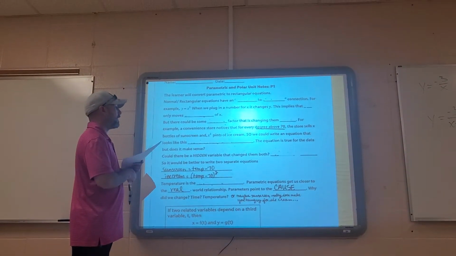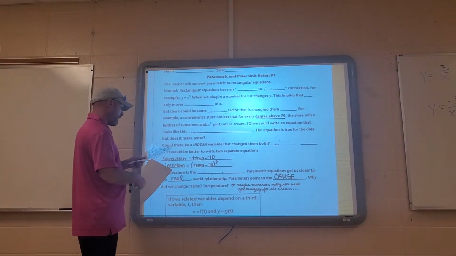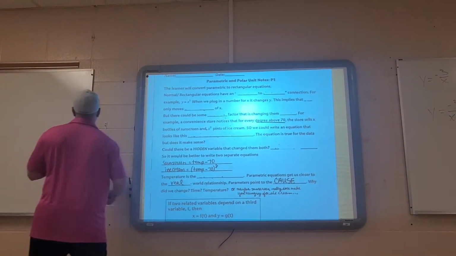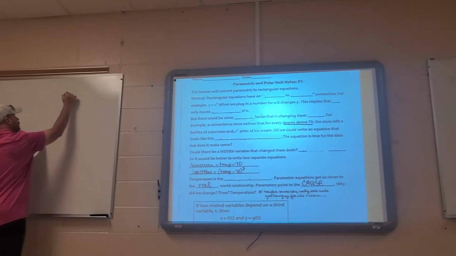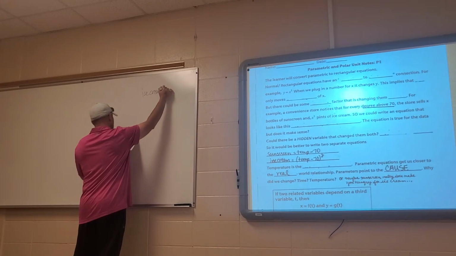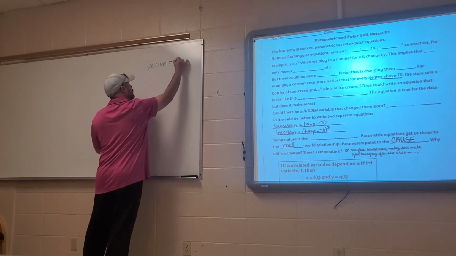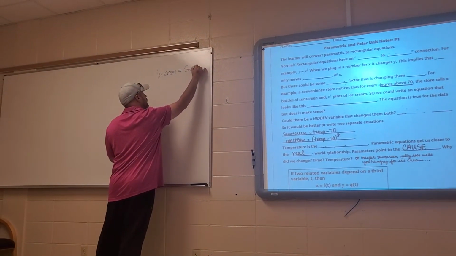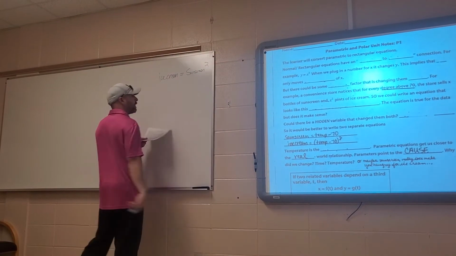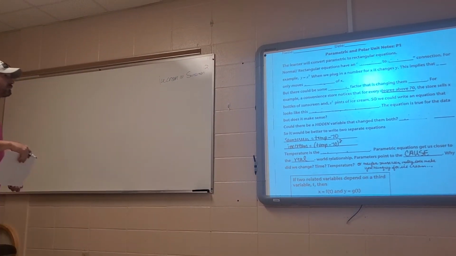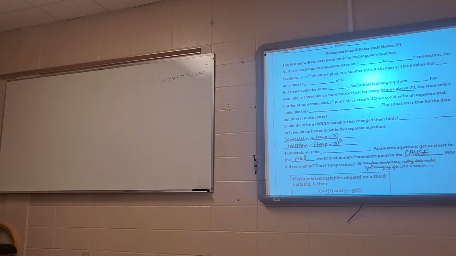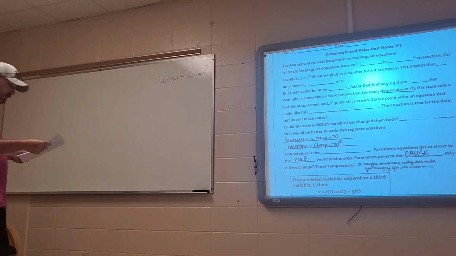So we could write an equation that looks like ice cream equals sunscreen squared. Okay? The equation is true for the data, but doesn't make sense. Okay?